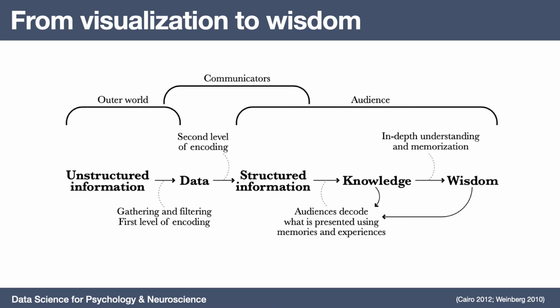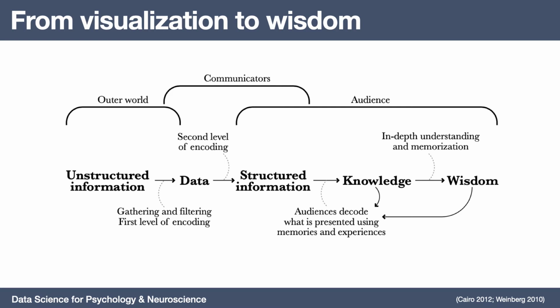Now, the visualization part involves a second level of encoding. So you're communicating to an audience, and often this audience is yourself, a representation of that data in a structured way. And this is the visualization itself. So you're encoding a relationship between an X and a Y by visualizing, let's say, a scatter plot that shows the structure of that relationship.